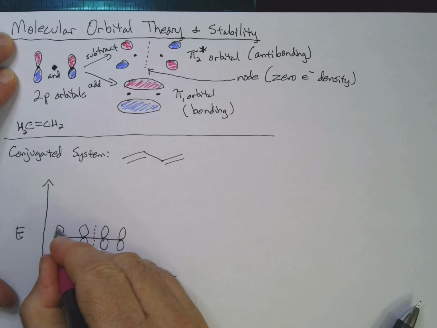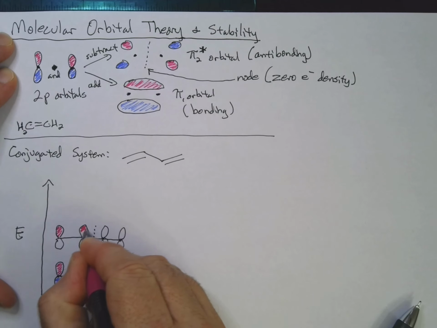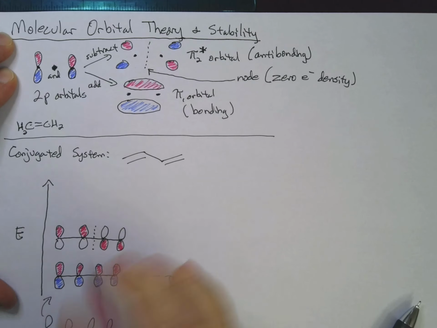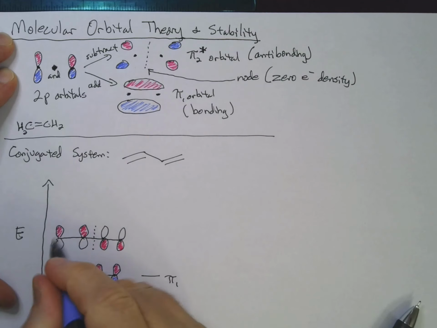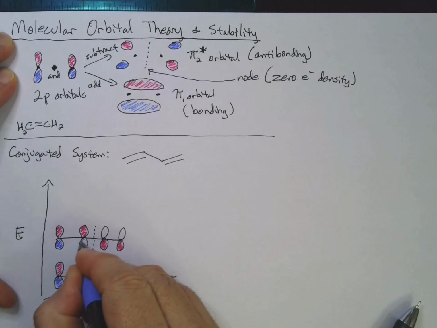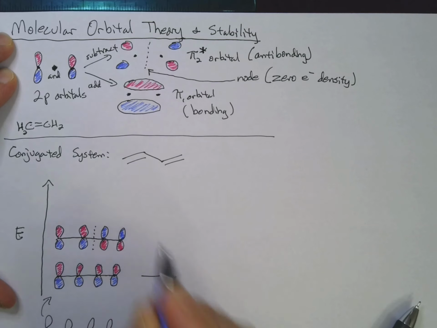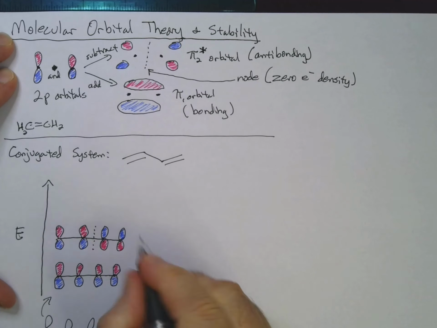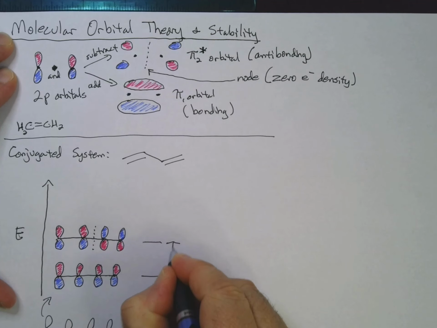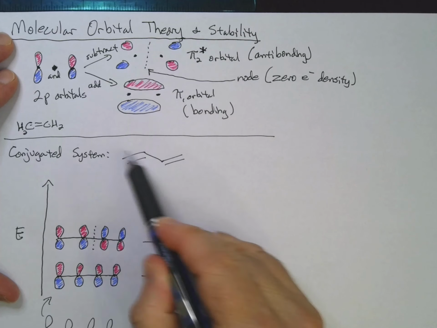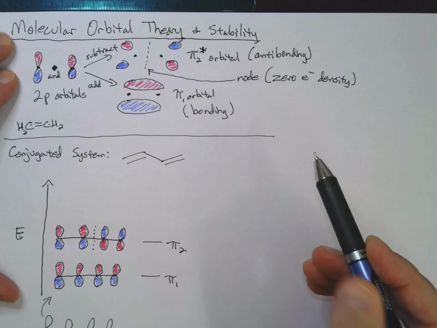And so where I've got a node, I have a phase change. So my phases switch. I go from blue to pink, and pink to blue. And this is pi 2. And this corresponds to the localized picture. Pi bond, sigma bond in the middle.